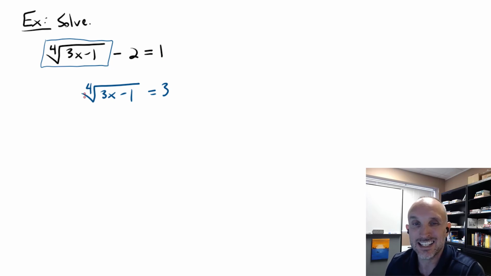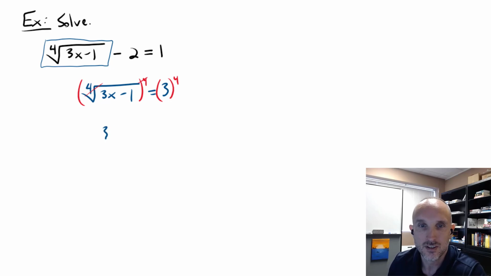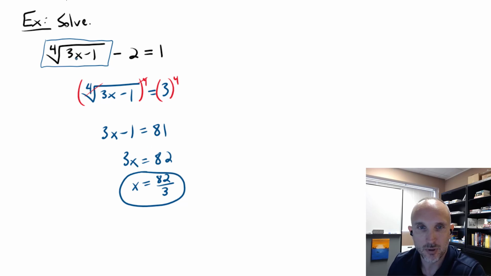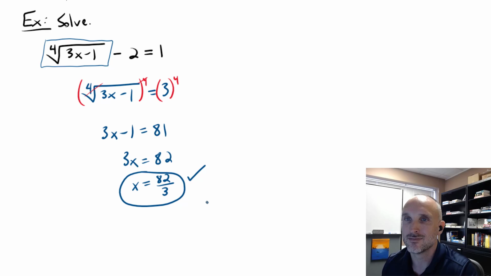Now I can get rid of my fourth root by raising it to the fourth power. And if I do it on the left side, I have to do it on the right side as well. So I get 3x minus 1 equals 81. Add the 1 over and divide by 3. And if I plug that back into the original equation, I get a true statement, so it checks.